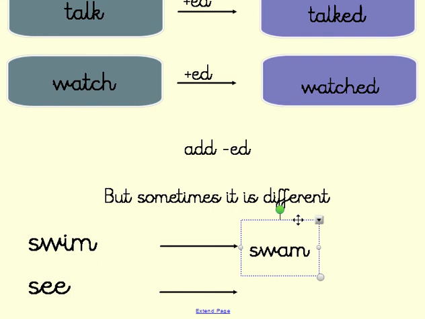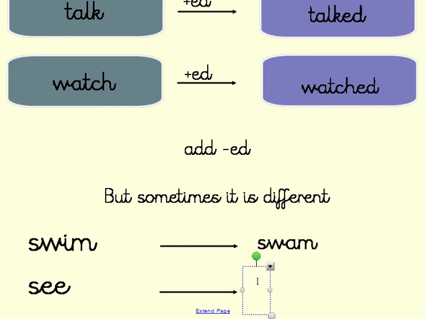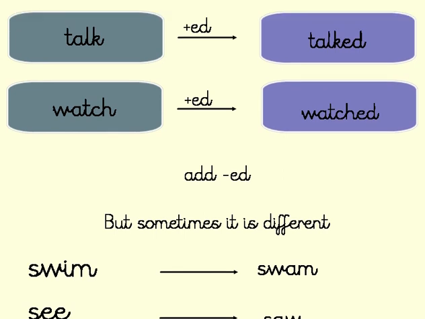What about this one? At the weekend, I seed a bird in my garden. No, it's not that, is it? It's I saw. So some of our verbs are irregular. They don't follow the rule of just adding ed. So we've got to watch out for those.